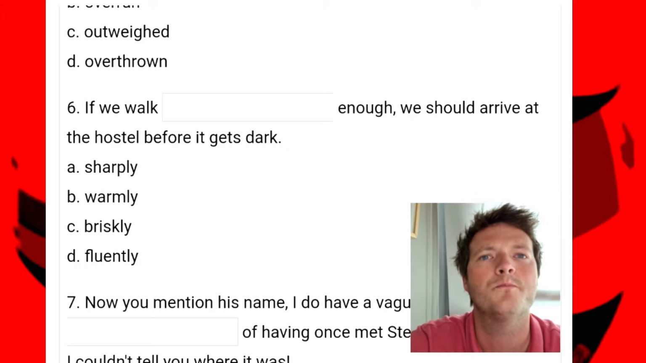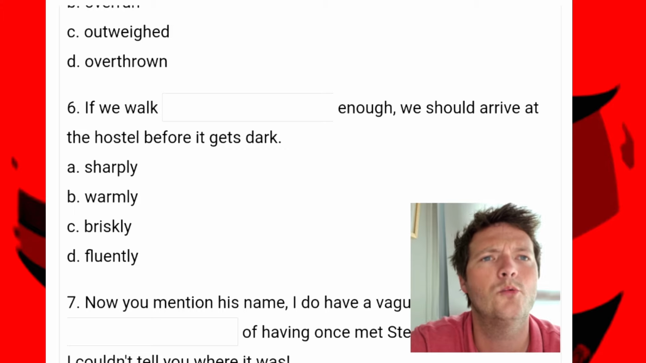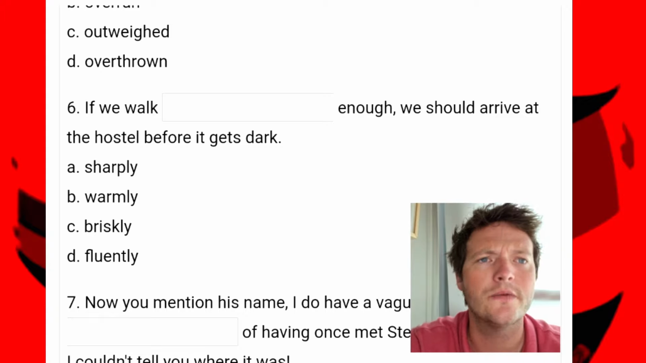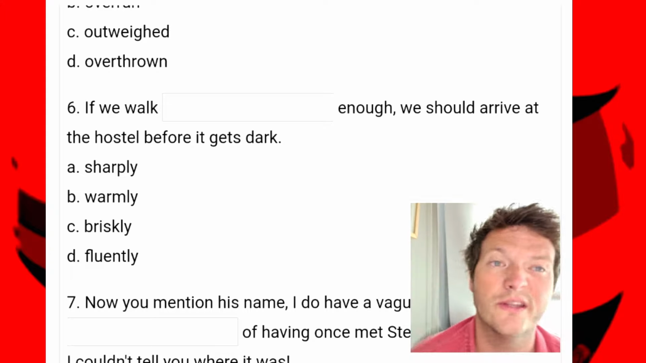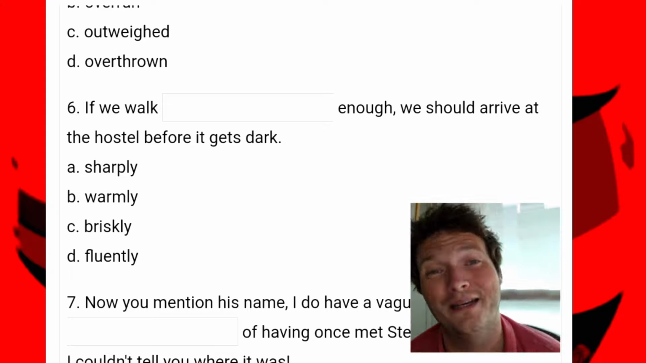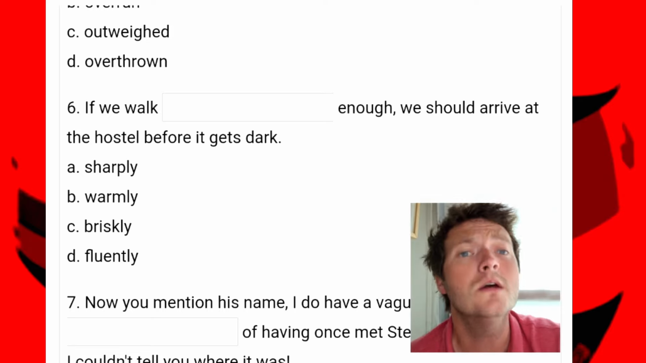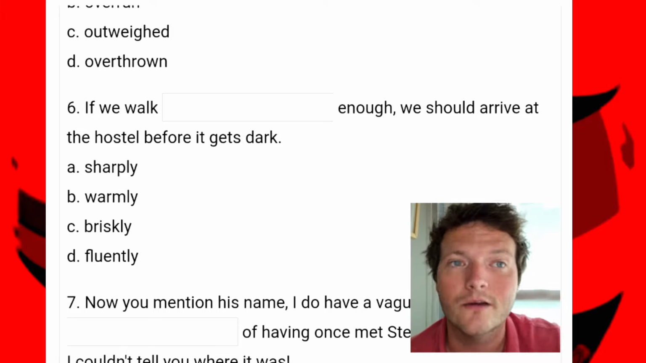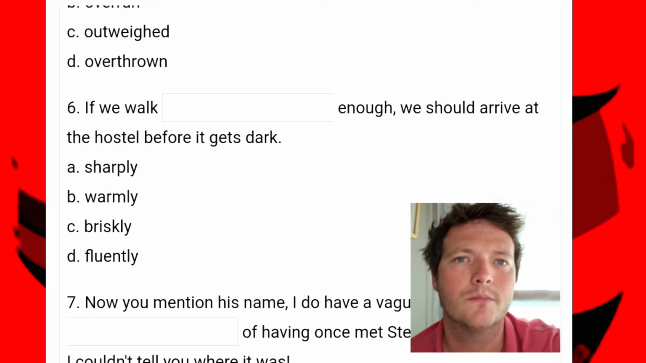If we walk sharply, warmly, briskly, fluently enough, we should arrive at the hostel before it gets dark. Perhaps not many people know this. We talk about good exercise. People sometimes go for a stroll and think they're doing exercise, but really what doctors recommend is a brisk walk, walking at a fairly quick pace. So if we walk briskly enough, we should arrive at the hostel before it gets dark. I don't think there's any doubt there.